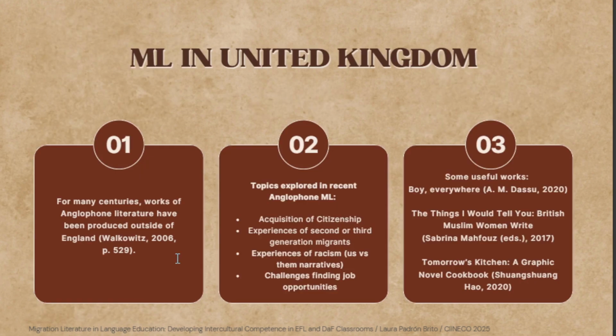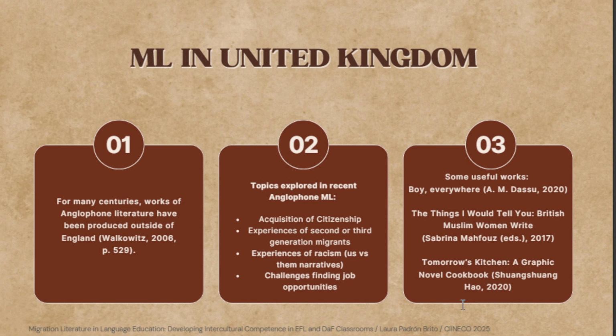Before talking about some of the different topics that we can find in ML in the United Kingdom, we must highlight that Anglophone literature has been produced outside of England as well. However, most of the time, it can't find a place in EFL classrooms because it is deemed to be outside what is considered the standard. Migration literature hopes to break this barrier, including authors that may migrate from other English-speaking countries due to post-colonialism or from other countries in general.